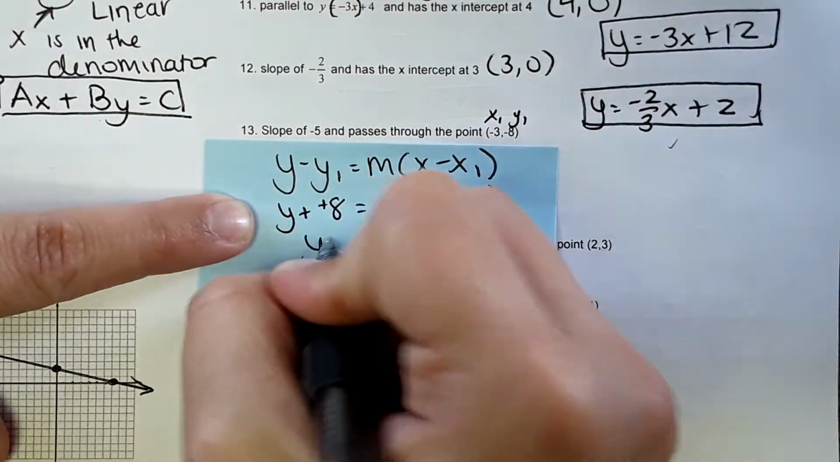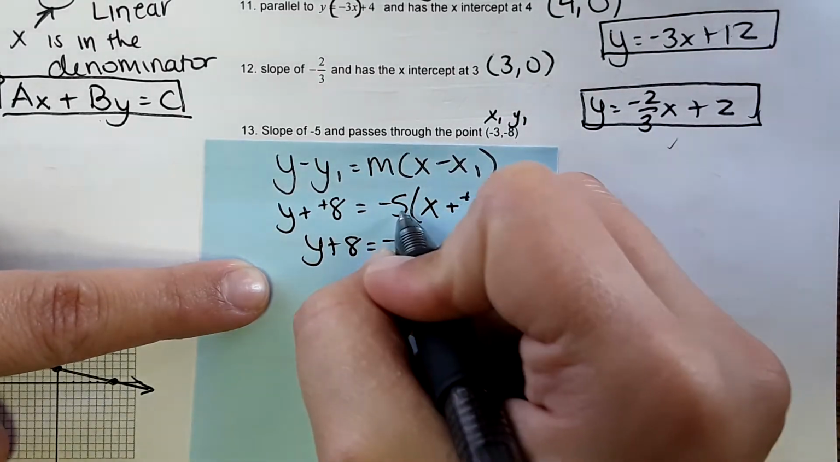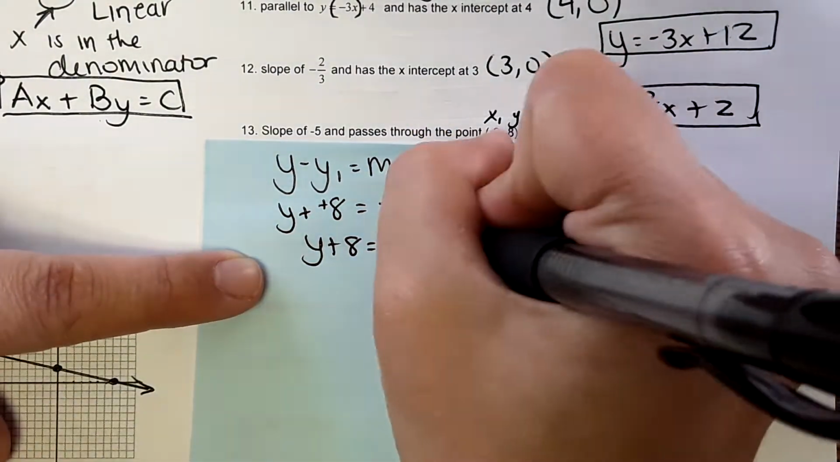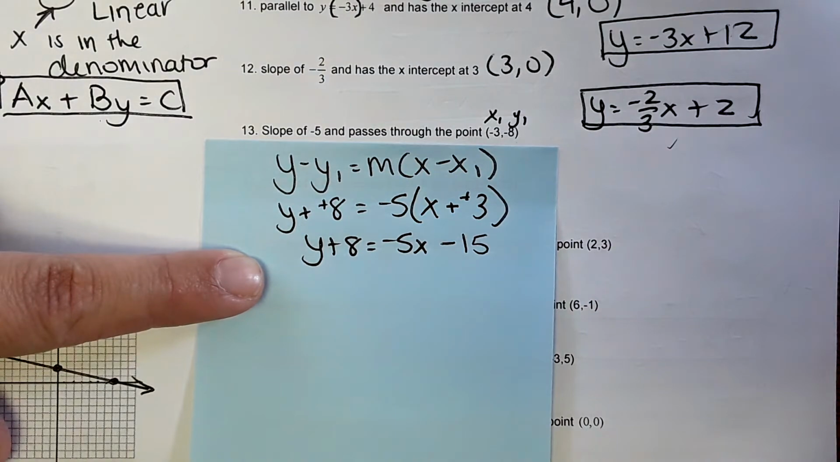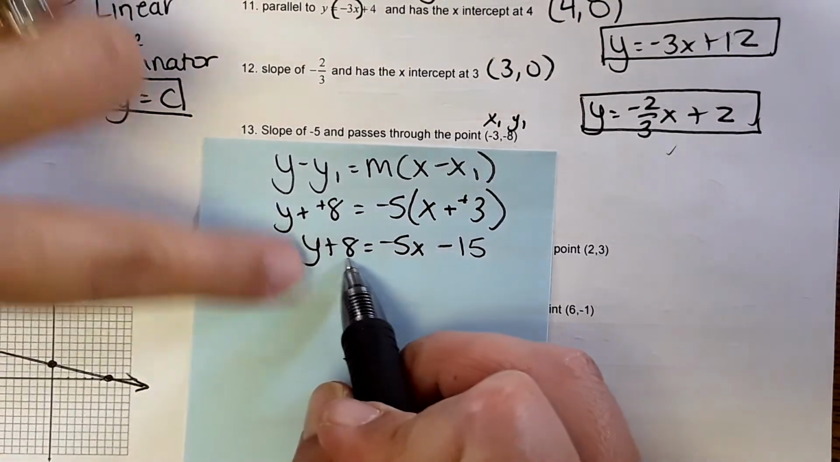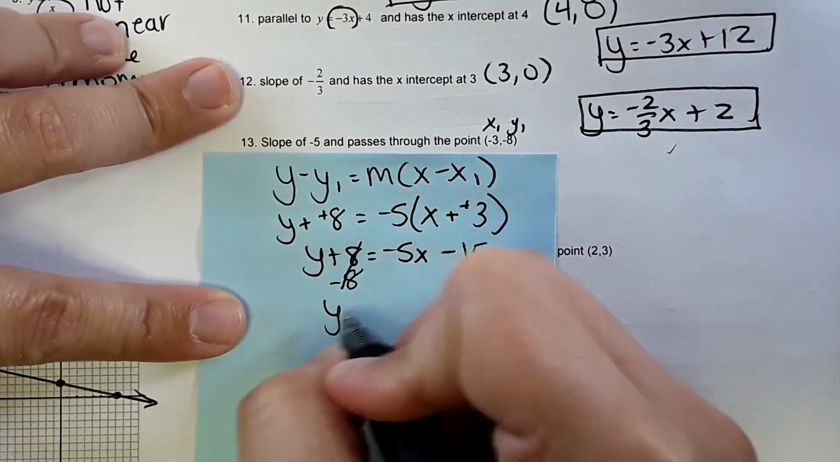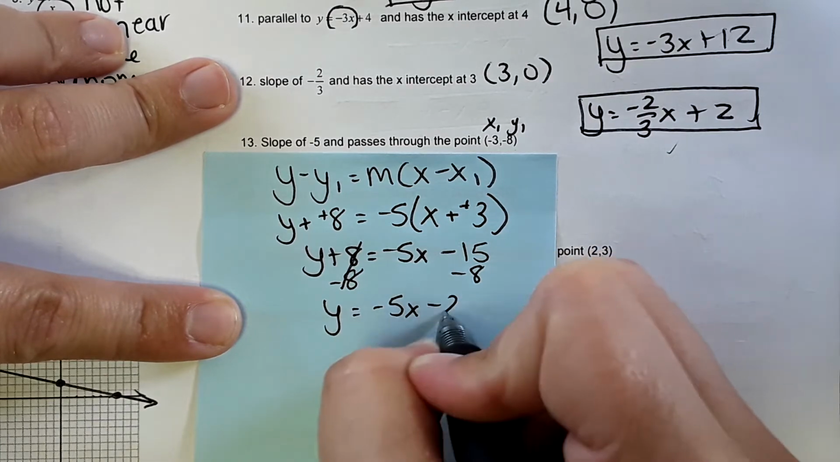Add the opposite, so y plus 8, -5x. Add the opposite, -5 times +3 would be -15, minus -3. Then from here, it's looking good. We just need to get this 8 over here. So subtracting 8 from both sides, and then y equals -5x minus 23.